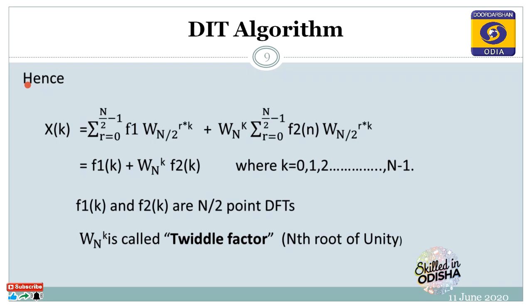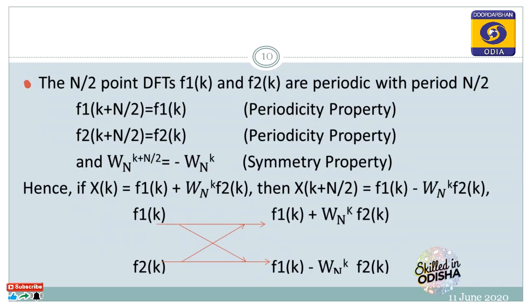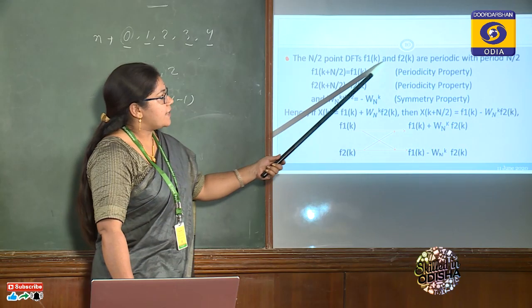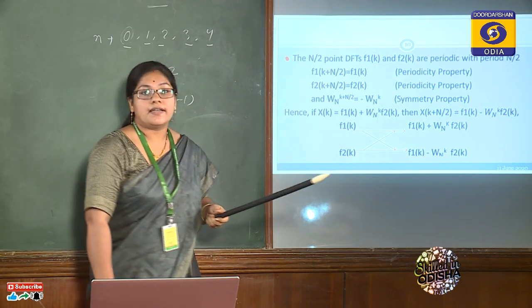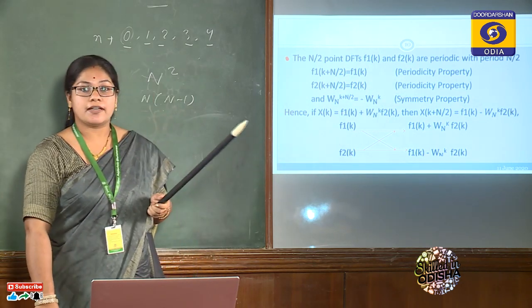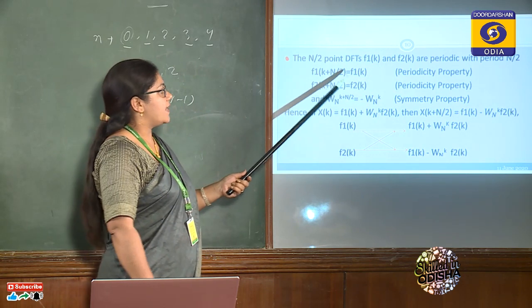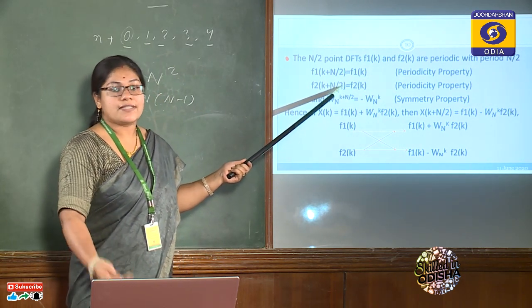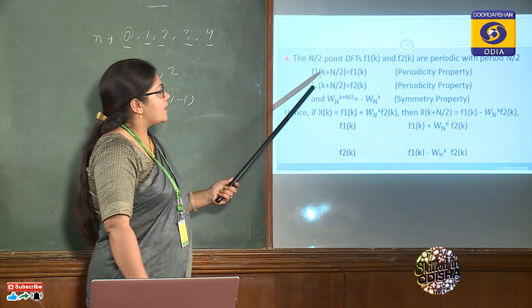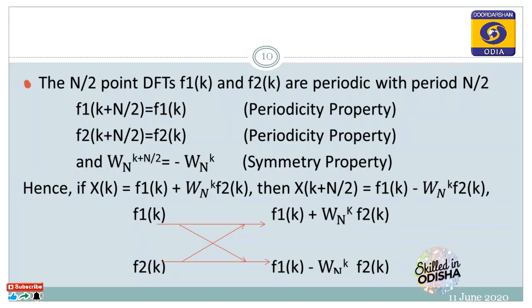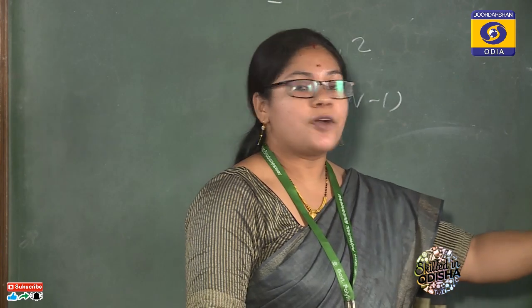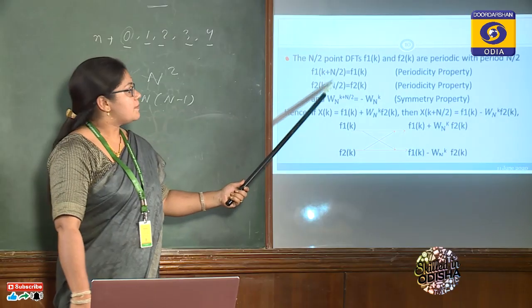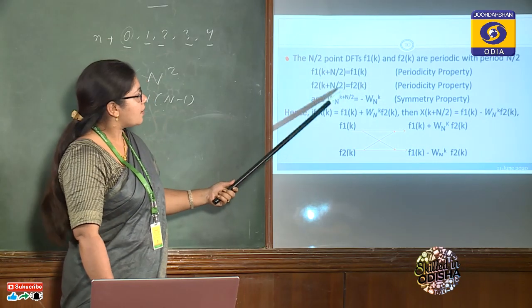This twiddle factor, I told you, is W_N to the power k, or phase factor, or Nth root of unity, whatever you can say. Now this N by 2 point DFT is periodic with period N by 2. Why is it periodic? Because the sequence is of length N by 2. So if I take N by 2 as the period, then obviously it will be periodic. So F1(k + N/2) is equal to F1(k), which is the periodicity property of F1(k). Similarly this property.